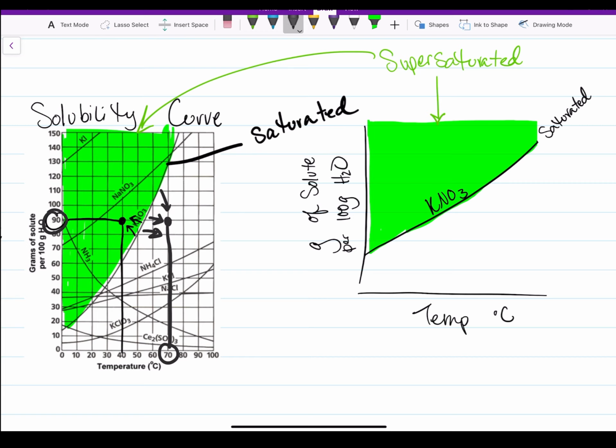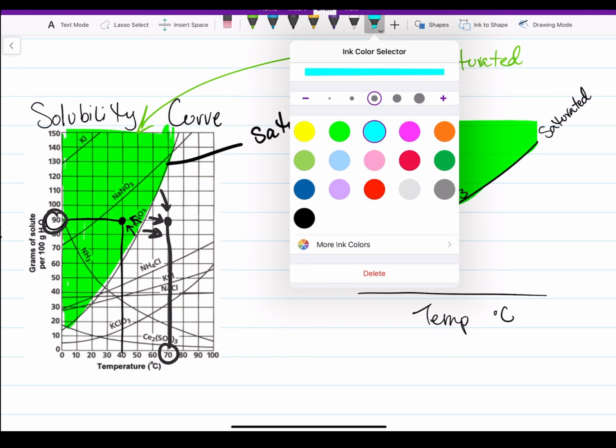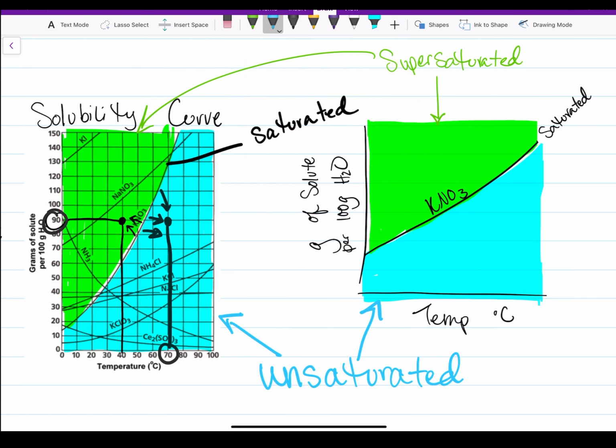So we're to the right. So this is going to be an unsaturated solution. Anything to the right of that curve is an unsaturated solution. So this blue section represents unsaturated. That's generally what we're looking at with a solubility curve. Now remember, this will change based upon which substance you are looking at. So we use the KNO3 line here.